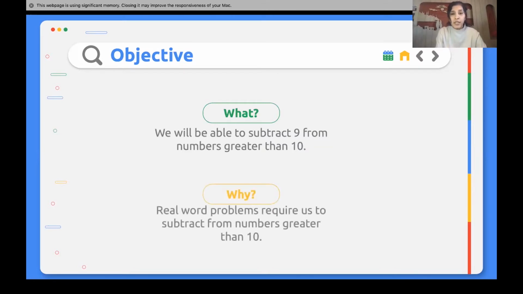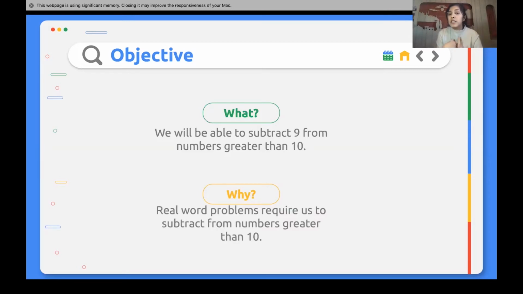But why is that important? It's important because real world problems require us to subtract from numbers greater than 10. That means that sometimes people are gonna ask us, can I borrow, okay, pretend you have $12.